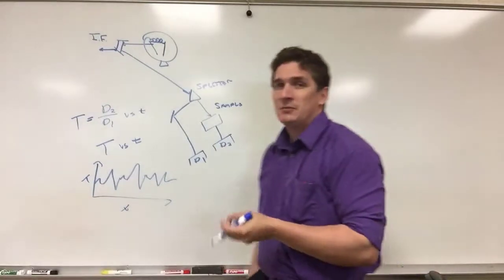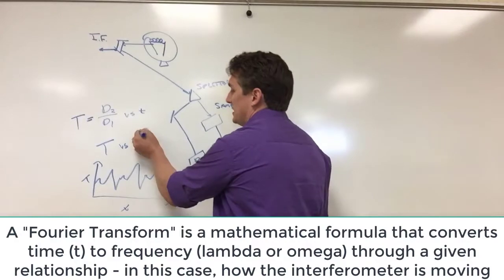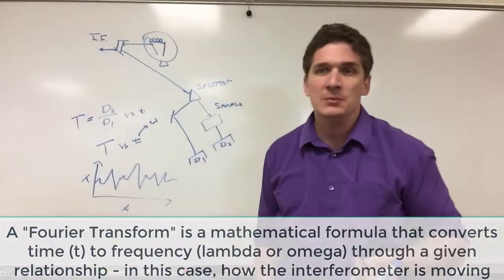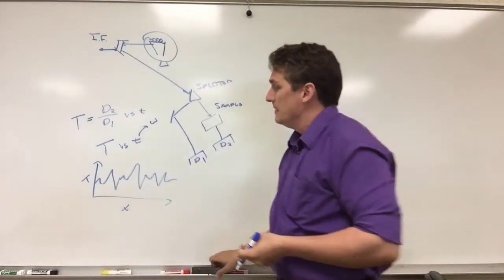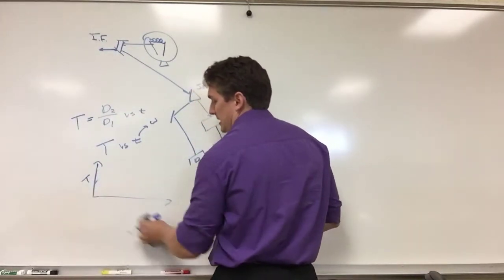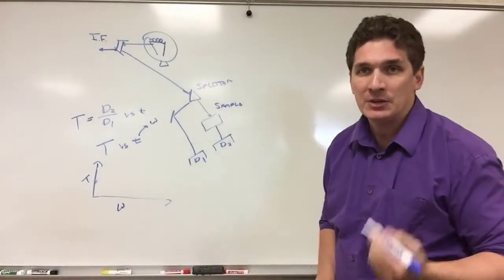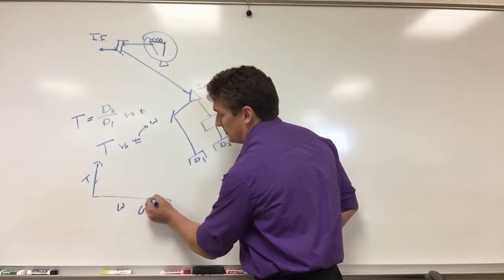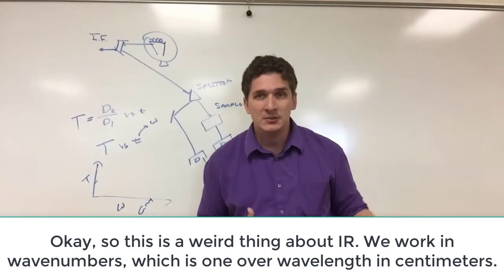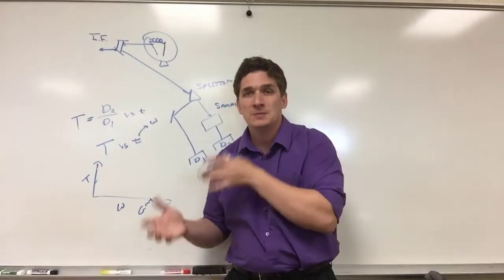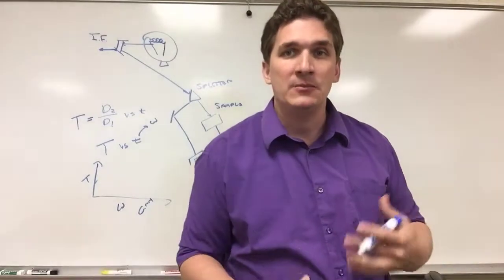So what we're going to do is take what's called a Fourier transform. And what a Fourier transform does is it converts our time into frequency. And we know this conversion because we know how fast we're rocking the interferometer back and forth. This conversion here takes us from transmission versus time to transmission versus frequency. And we're going to work with units of wave numbers, which is inverse centimeters. This is what you see when you take an infrared spectrum, a Fourier transform infrared spectrum, or FTIR. So this is the most commonly reported infrared spectrum.